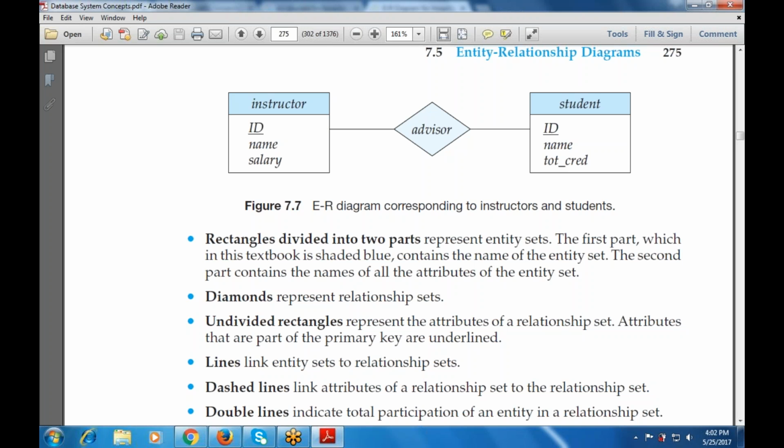Now let's take them one by one. First is a rectangle that is divided into two parts, which represents the entity set. The first part, shaded blue, contains the name of the entity set. The second part contains the names of all the attributes of the entity set. Then the diamond represents the relationship sets. Relationship means the relationship between these two entities.